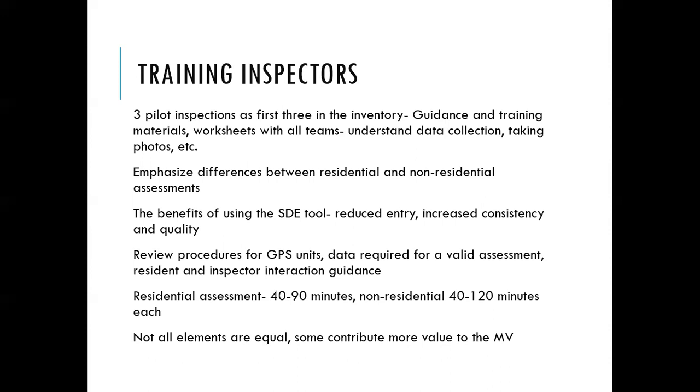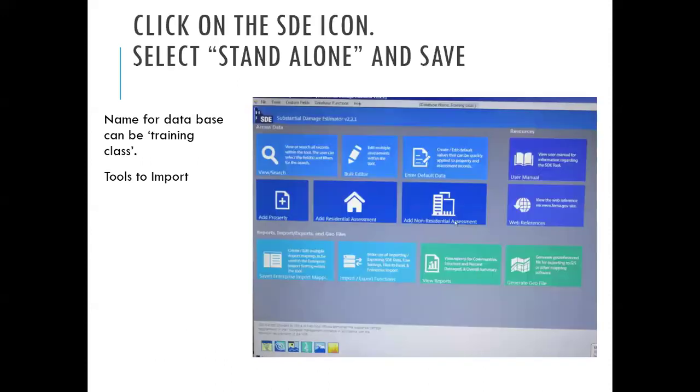Review using the GPS units, so it does ask for the latitude and longitude for the property. So you need that for a valid assessment. There is resident and inspector interaction guidance, so that's definitely something to look at and make sure that your inspectors are familiar with before going out. Oh, and there's those numbers. So residential, about 40 to 90 minutes, non-residential, 40 to 120. So again, not all elements are equal, and some of them are going to contribute more to the market value than other elements.